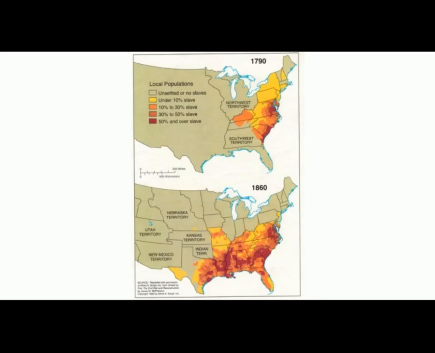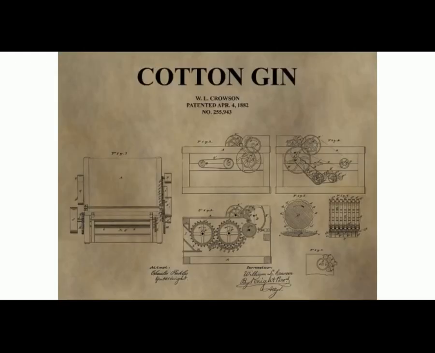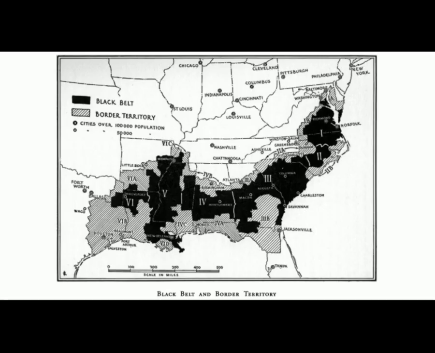Now, the Black Belt is this Deep South belt, and you can see it in the really deep red here, but you can see it a little bit easier on this map, okay? The Black Belt gets created, and the Black Belt is basically where all of the cotton is produced. Why do you think there'd be one specific area where most of the cotton is produced?